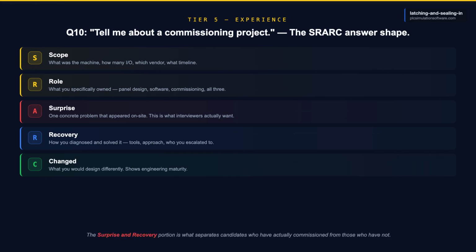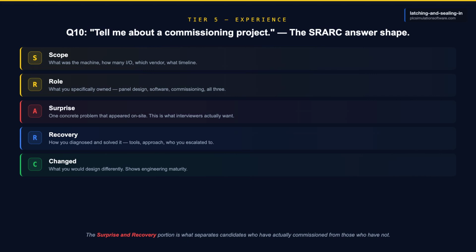Tier 5 is experience. Behavioral questions. They separate junior candidates from mid-career and senior. Question 10. Walk me through a commissioning project. The shape of the answer matters more than the project. Lead with the scope. 3 sentences on what the system did. Then the role you played.